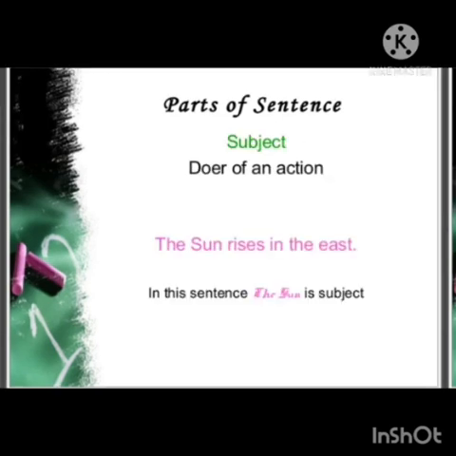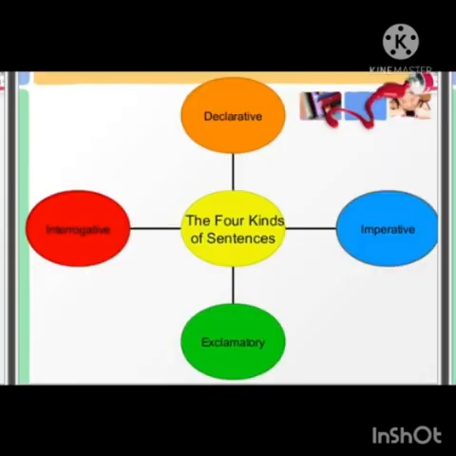Let's see one more example. The sun rises in the east. Here, the sun is subject, or we can say it's a doer of an action. So here subject is the sun. And the rest part is predicate. I hope this is clear to everyone.